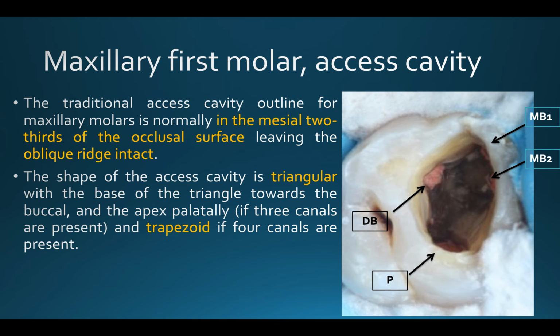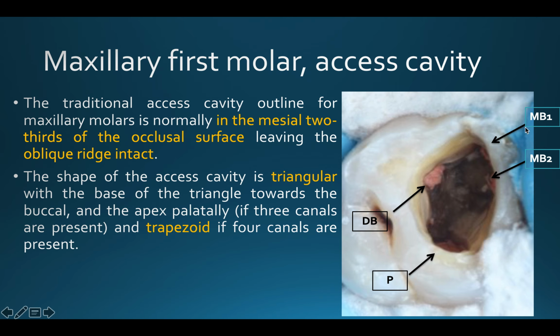Let's talk about the steps and the starting point for the access cavity on maxillary first molars. In the first lecture of this series, we said that the external anatomy of the crown of the tooth will help us visualize the internal anatomy of the pulp chamber, and the anatomy of the pulp chamber will determine the shape of the access cavity. For the maxillary first molars, we said that the pulp chamber is trapezoid in shape, and therefore our access cavity will be trapezoid or rhomboidal in shape.